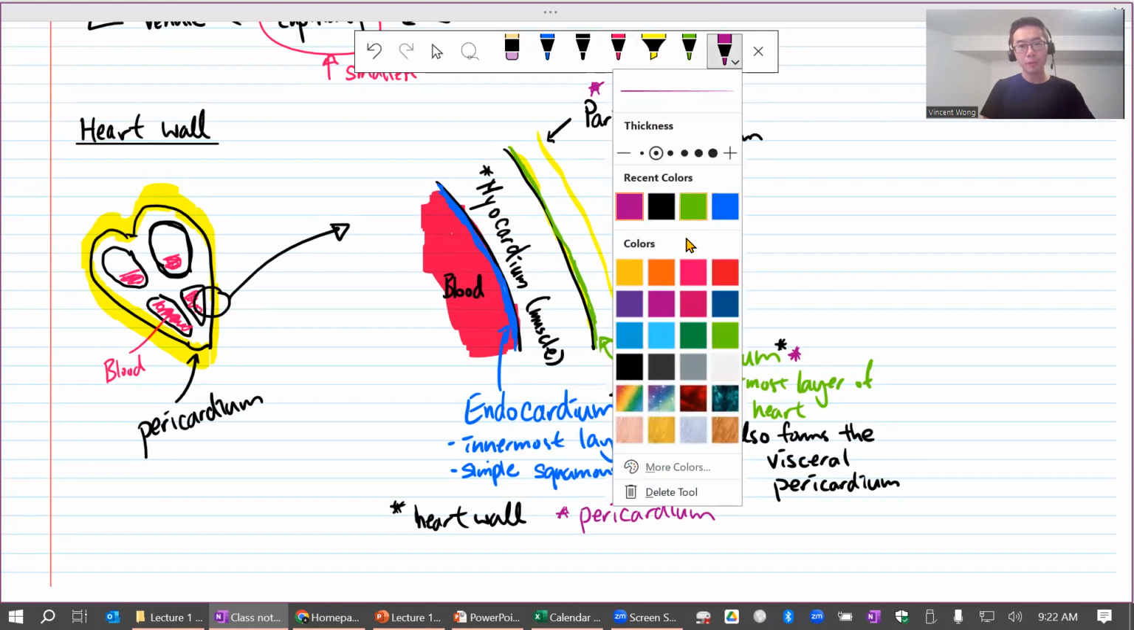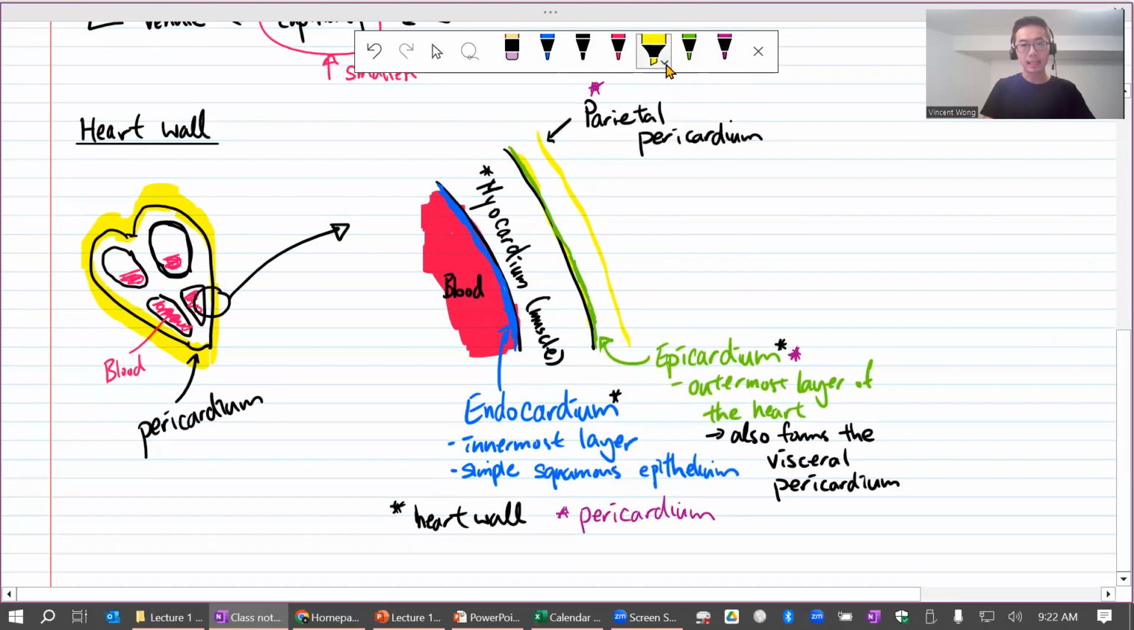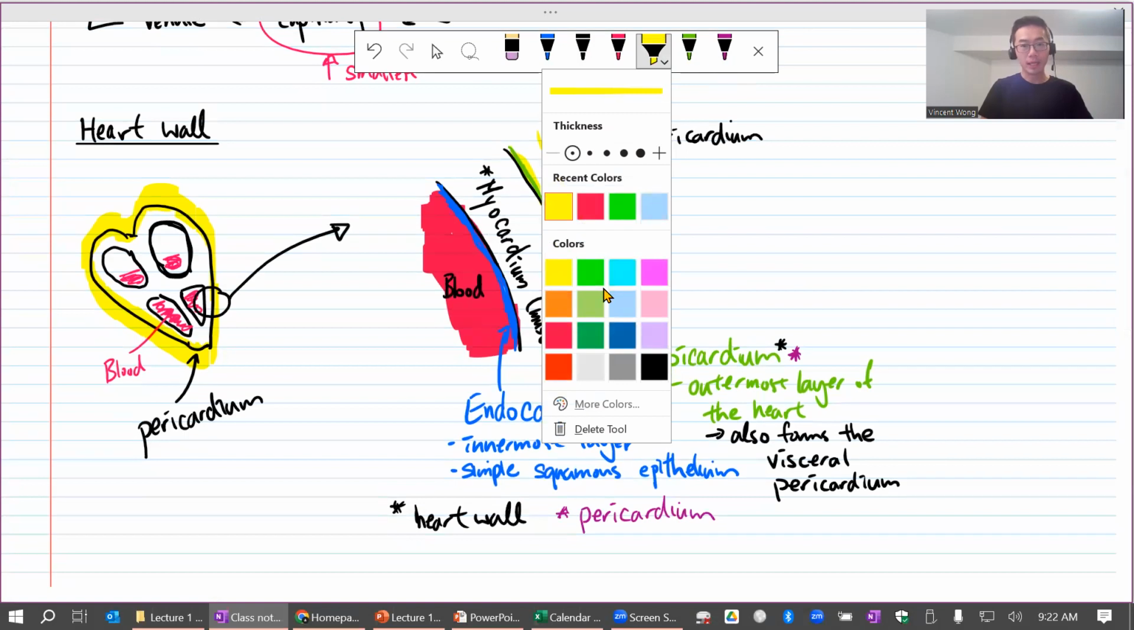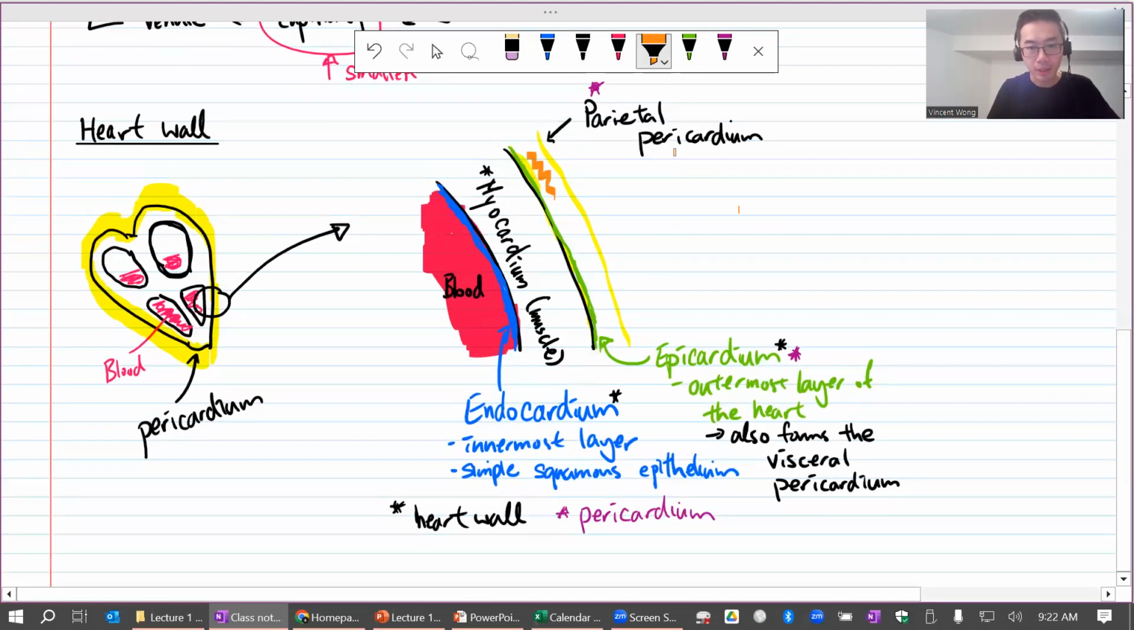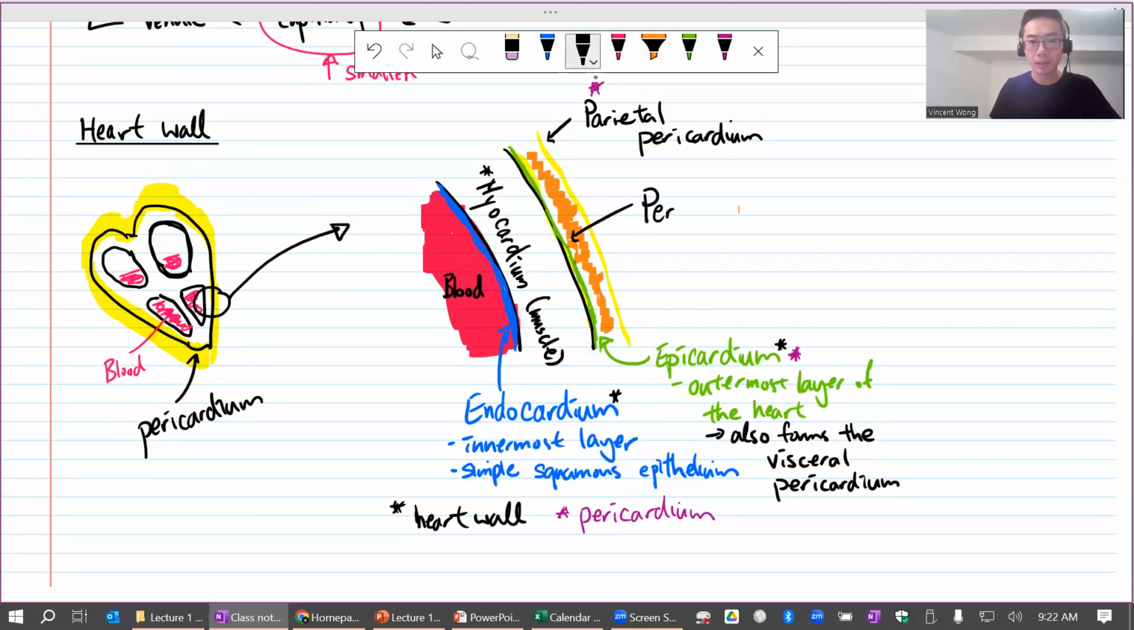Now there is some fluid in between the two layers of the pericardium, which is right here. There's some fluid right here. And this fluid is called the pericardial fluid, which reduces friction.